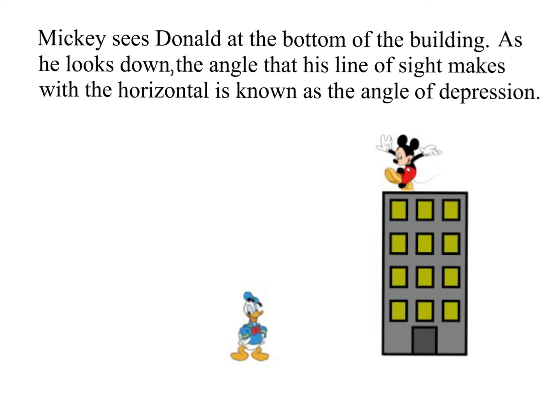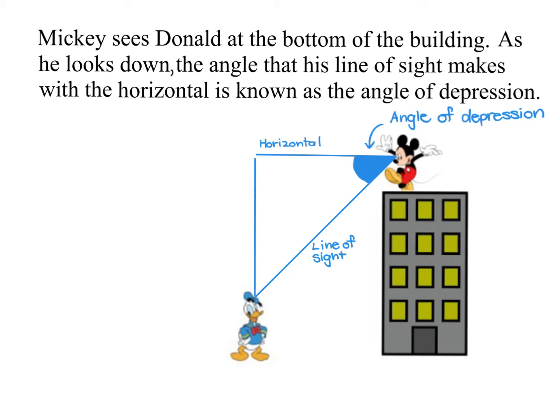Mickey sees Donald at the bottom of the building. As he looks down, the angle that his line of sight makes with the horizontal is known as the angle of depression. So here again, we have Mickey on top of a building. Let's make a line of sight, and then let's make a horizontal line. When we connect them here, we have our triangle, and this angle right here is known as the angle of depression.